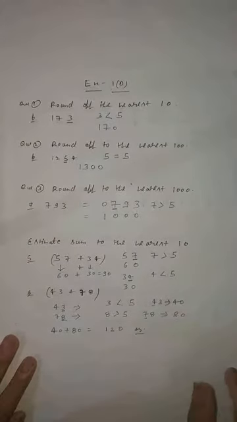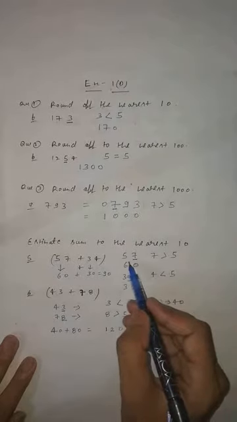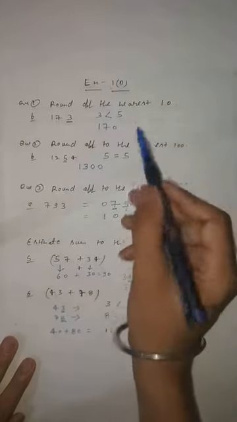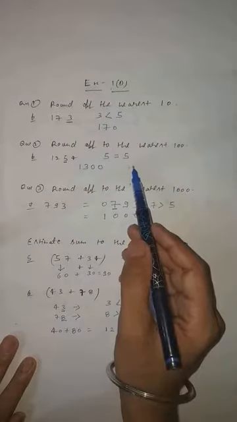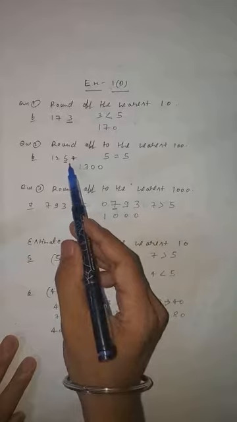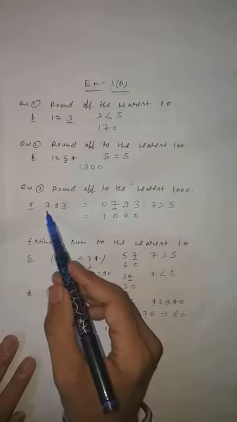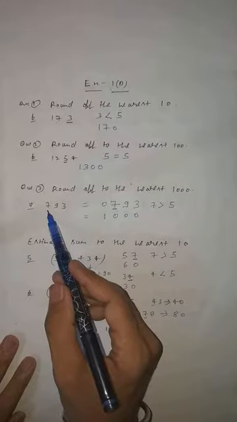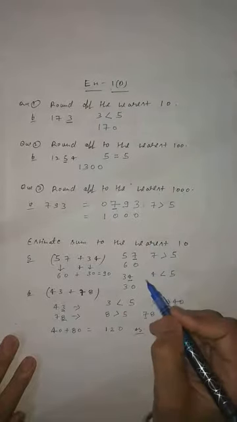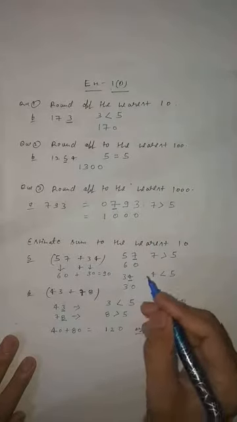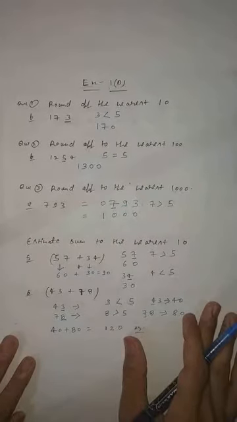So I think everything is clear, students. If you have to find the nearest 10, what will you see? You will see the nearest ones. If you have to find the nearest 100, you will see the nearest tens. And if you have to find the nearest 1000, you will see the nearest what? 100. Clear, student? And always you will compare to 5. If the number is greater than or equal to 5, then you will increase 1 according to the question. Otherwise the number becomes 0.